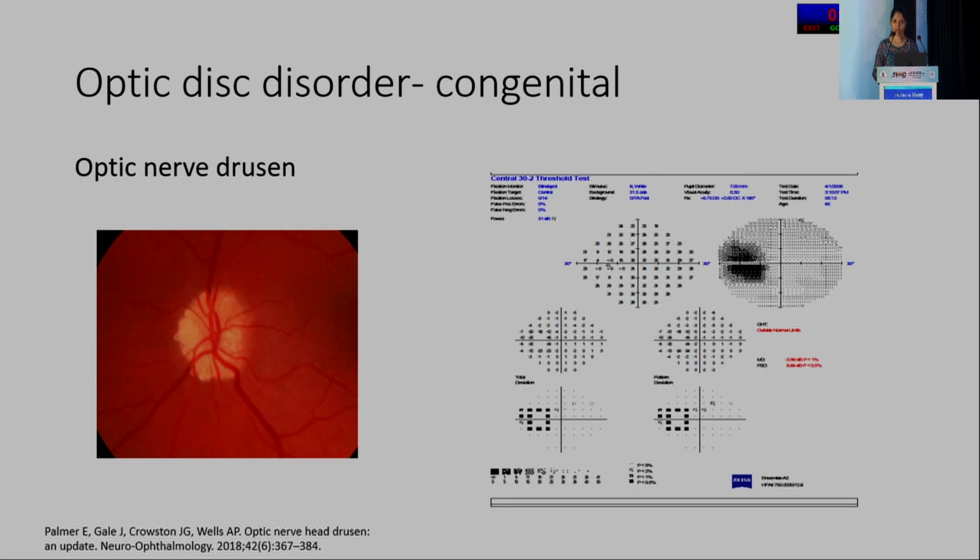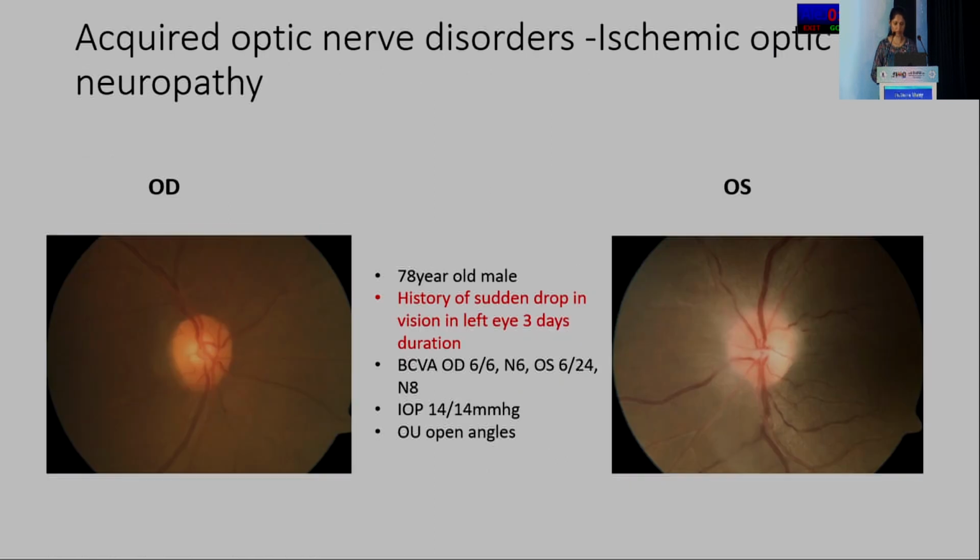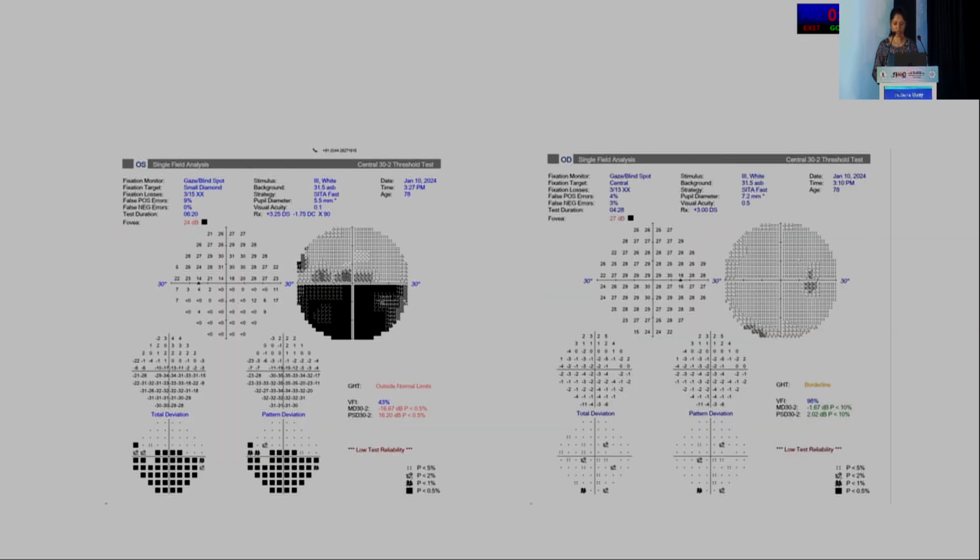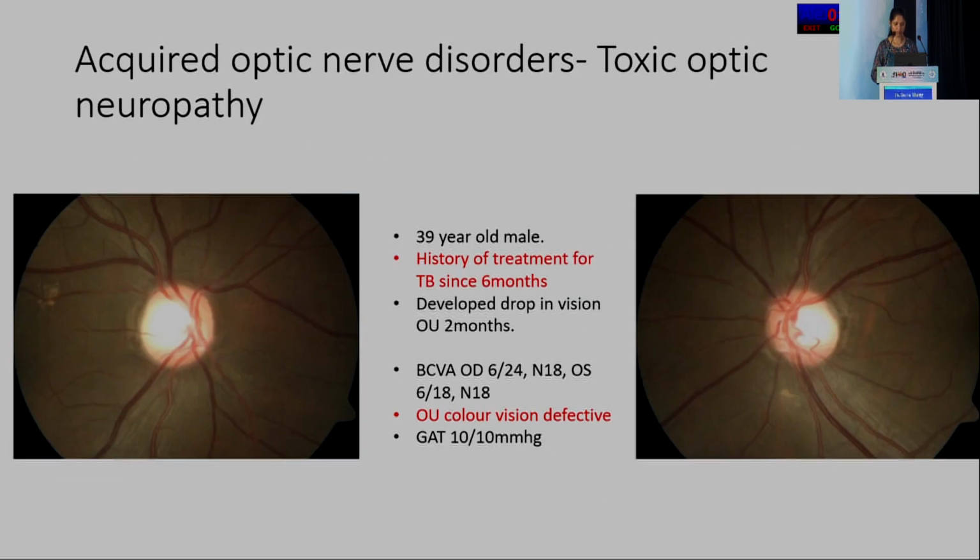Another optic disc disorder which presents with visual field defects is optic nerve head drusen. Here in this example, there's an enlarged blind spot because of optic nerve drusen. Other optic nerve disorders which are acquired can cause visual field defects similar to glaucoma. This is a disc photograph of a 78-year-old male coming with a sudden drop in vision in the left eye. As you can see from the disc picture, there is a pallor of the disc with some blurring of the margin superiorly, and the visual field test is showing an inferior altitudinal defect.